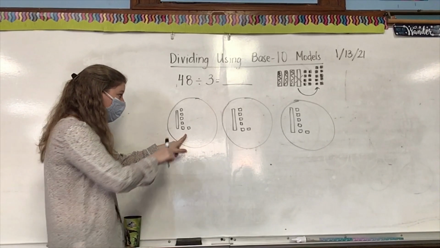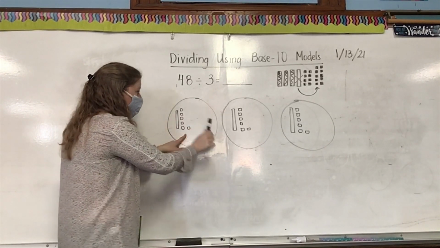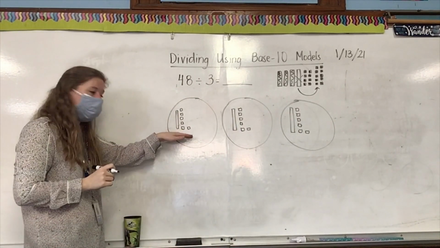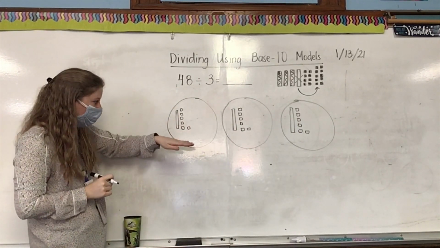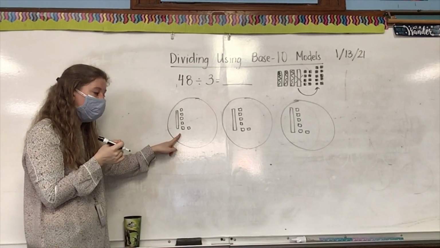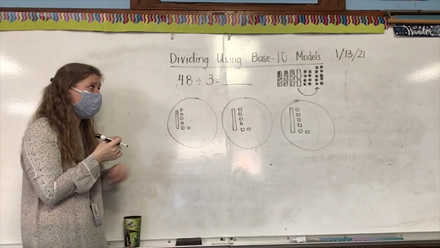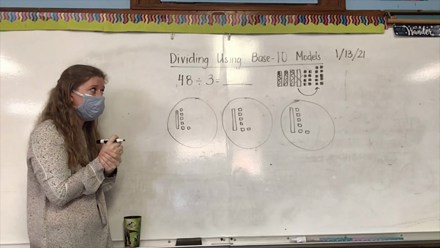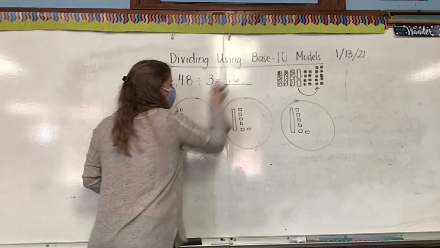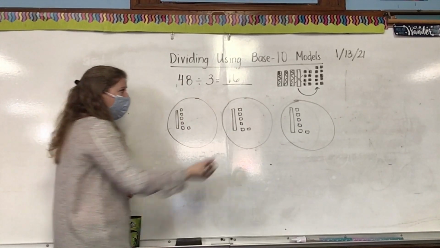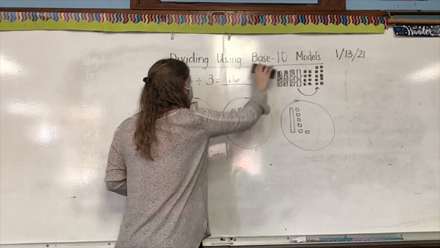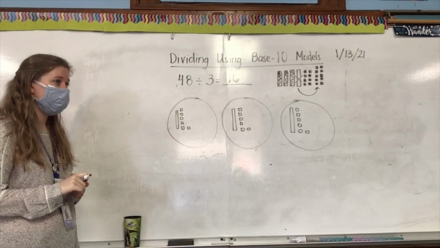I am going to check to make sure I have the same amount. Yep, I have the same amount in each group. They all look the same, so I can look at 1 group and figure out how many are in there. I have 1 ten and 6 ones. So what is my quotient? 16. Do I have any left over? No. So that means 48 divided by 3 is 16.